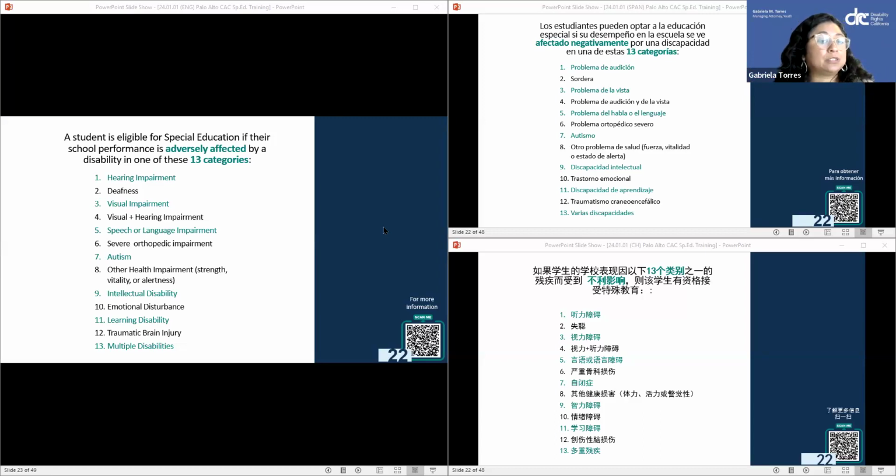It's anything that limits your strength, vitality, or alertness. So ADHD would qualify under other health impairment. That's one of the most common ones. But there's other medical issues that would qualify you under this as well. Intellectual disability, emotional disturbance, learning disabilities, traumatic brain injury, and multiple disabilities.